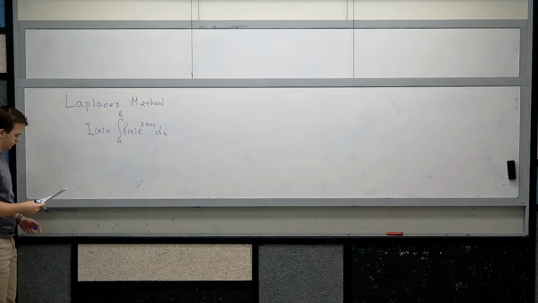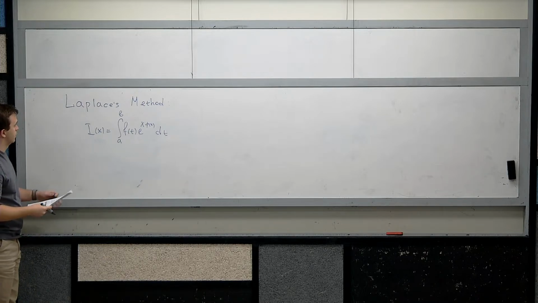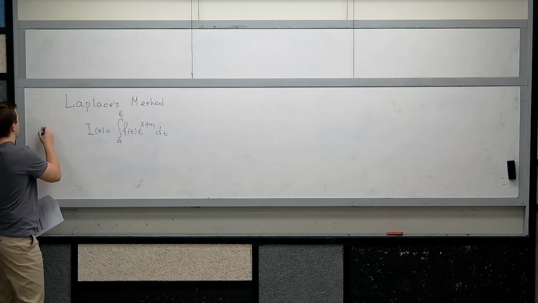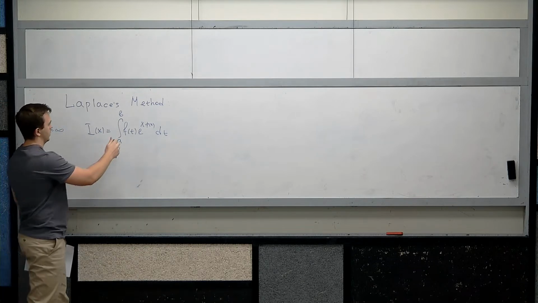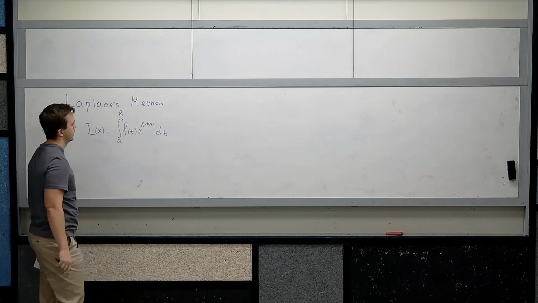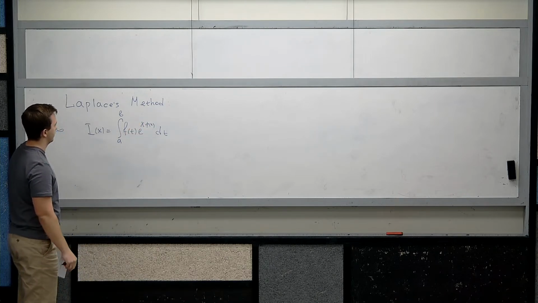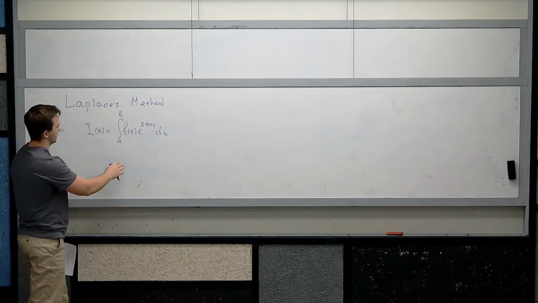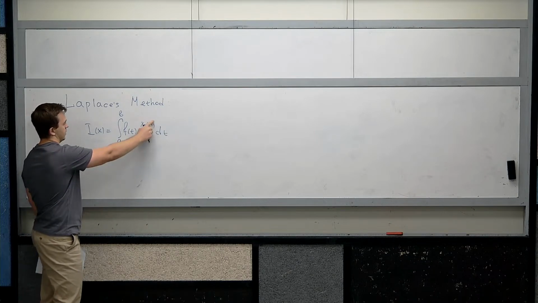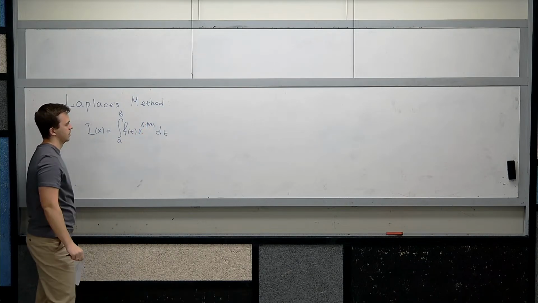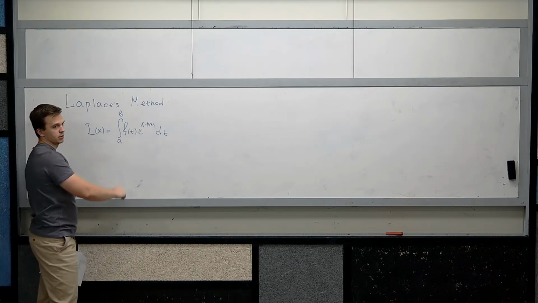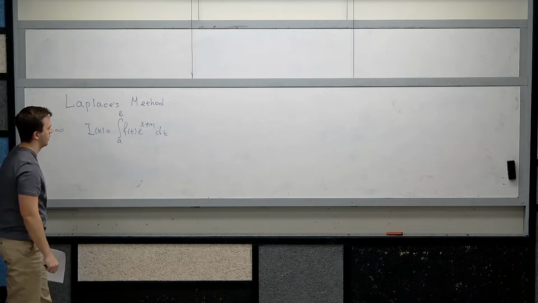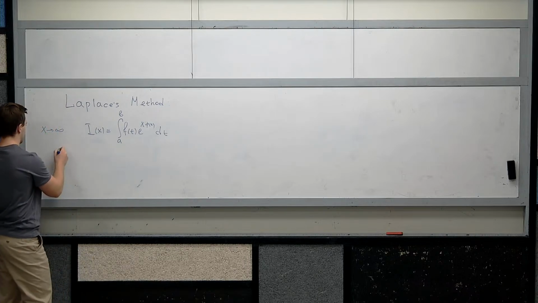This method works when x goes to infinity. So we have a big parameter here, and that's why we can approximate this integral by taking the maximum value of the function in the exponent. Okay, and there are several cases.